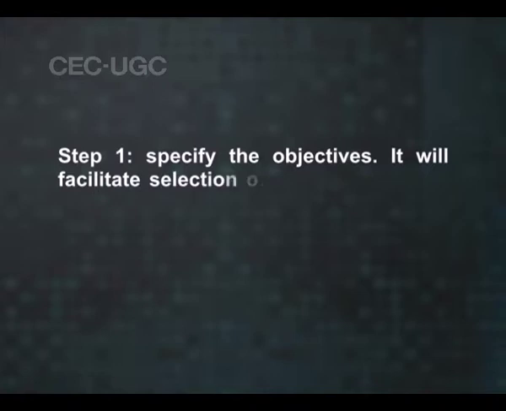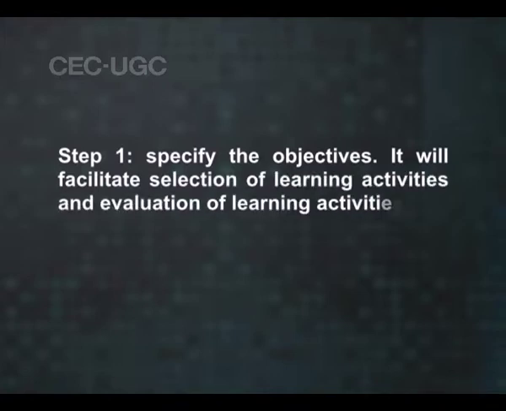Here, the destination corresponds to the learning objectives, the how in the second question corresponds to the teaching-learning process or experiences, and the third question corresponds to the evaluation procedure. These questions make classroom learning systematic and objective-based. We can identify certain definite steps in the process of planning. They are: step 1, specify the objectives. It will facilitate selection of learning activities and evaluation of learning activities.